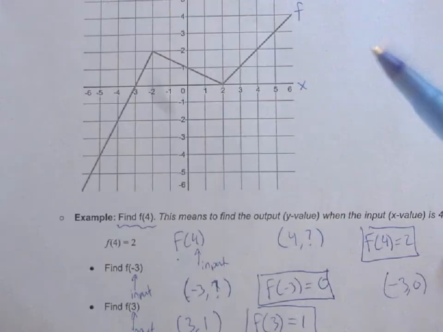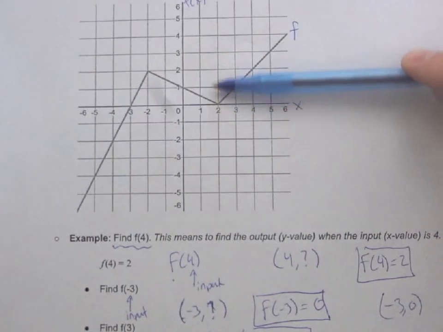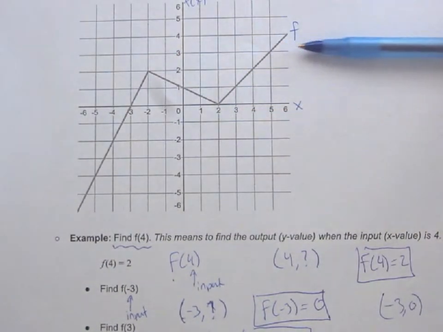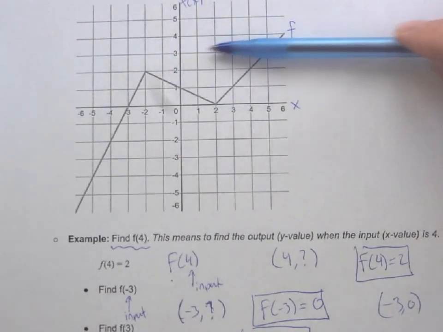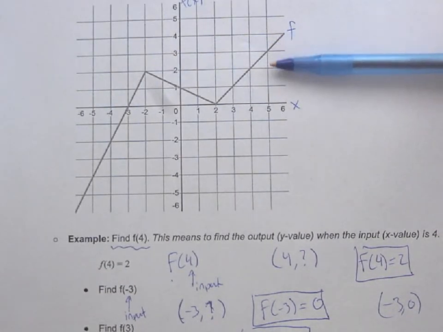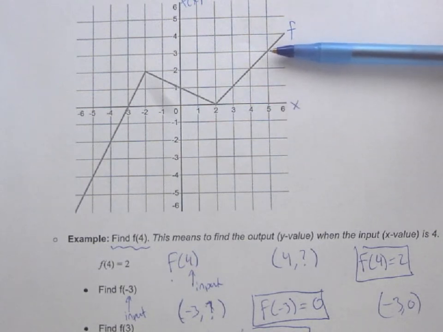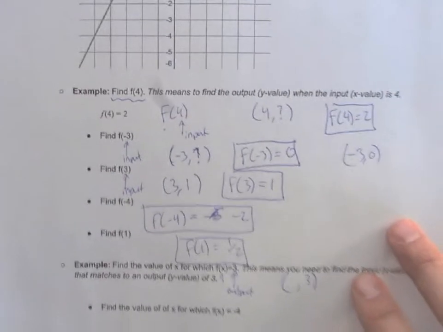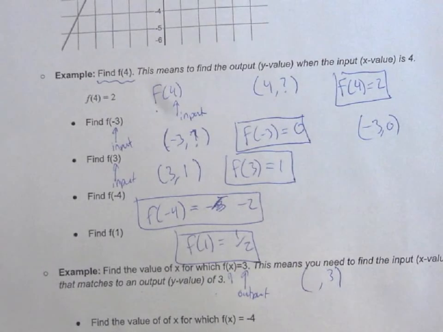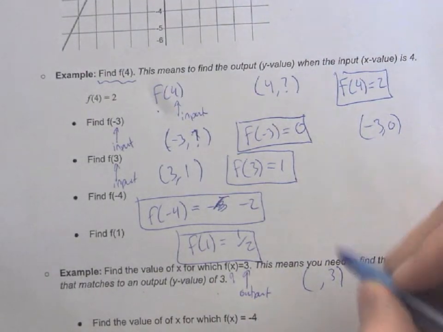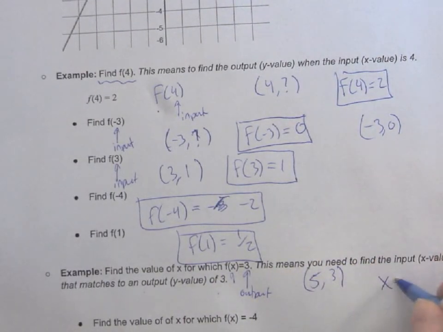So we need to find the x value that goes with the y value of 3. When we look back up at our graph, we have to look for a y value of 3. Okay, there's where y is 3. So what x value goes with that y value? 5. If x is 5, y is 3. So the missing input here, the x that we're trying to find, is 5. X equals 5.